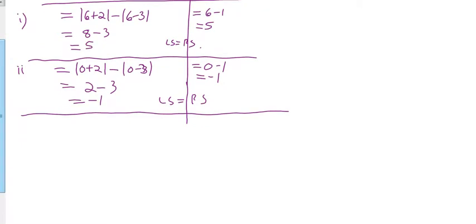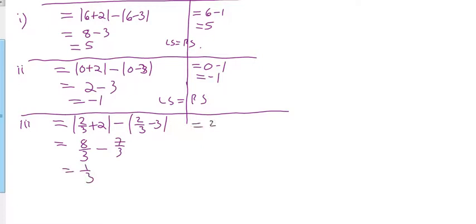Let's just slide this down. And number 3 was what, 2/3? So equals 2/3 plus 2 minus the absolute value of 2/3 minus 3. So what's 2/3 plus 2? 8/3, 2 and 2/3, yeah, 8/3. Minus the absolute value of 2/3 minus 3, which is minus 7/3. So 8/3 minus 7/3, which is 1/3. And here we get 2/3 minus 1, which is negative 1/3. And so, no, that one does not check.